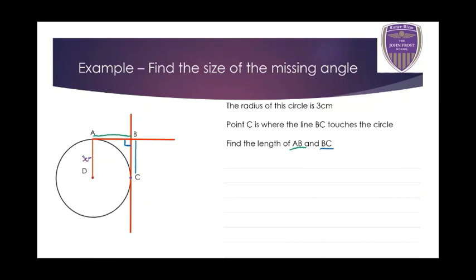Well, if we're told that point C is where the line BC touches the circle, we can draw a radius to that point. So let's draw a radius out to point C. And what do we know about the angle between a radius and a tangent? Well, it has to be 90 degrees. So I've got a lovely right angle there. But also point D to point A is a radius to a tangent, so that has to be a right angle there.